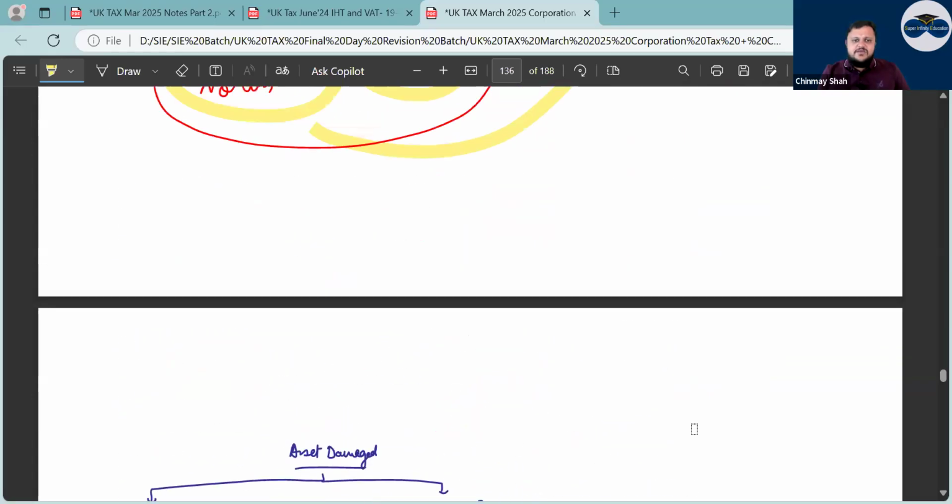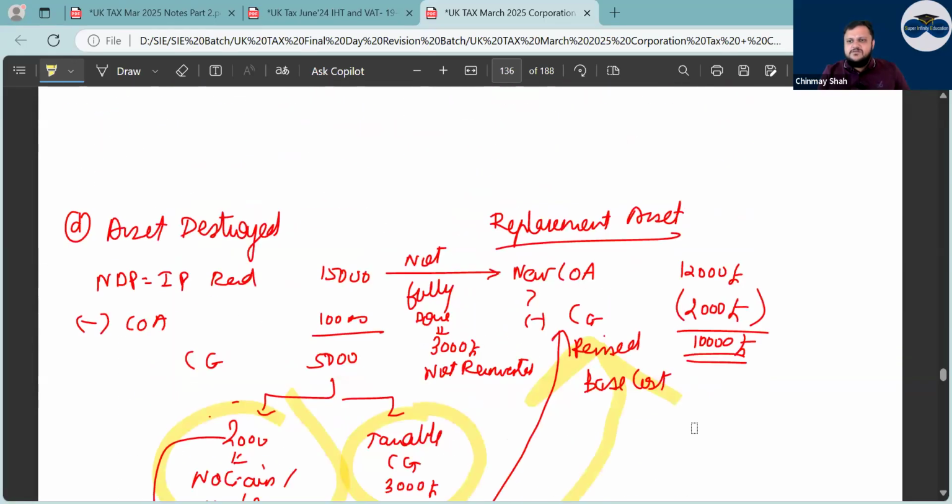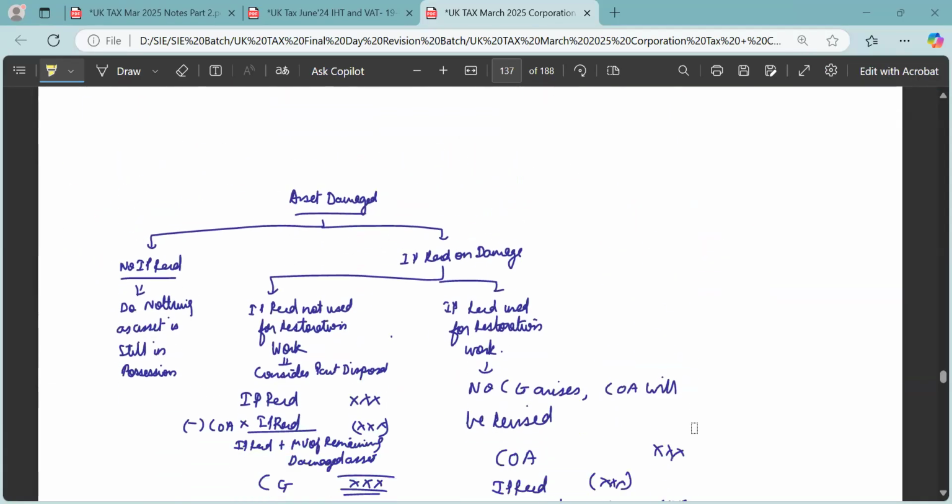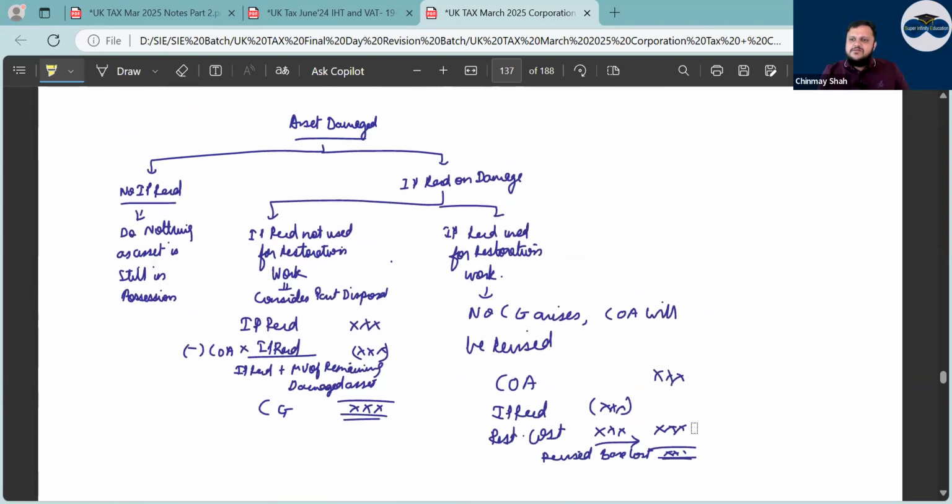Then if there is asset damage, have a look. Okay with this? Yes, sir. Then asset damage, no insurance proceeds received, correct? Asset damage means what? Is it destroyed and lost completely? No, it is only damaged. There were 4 legs to a table, 1 leg gone, correct? No insurance proceeds received, do nothing as the asset is still in possession. Now if insurance proceeds are received on damage, out of the 4 legs of a table, 1 leg is lost, correct? You receive insurance proceeds, you do nothing.